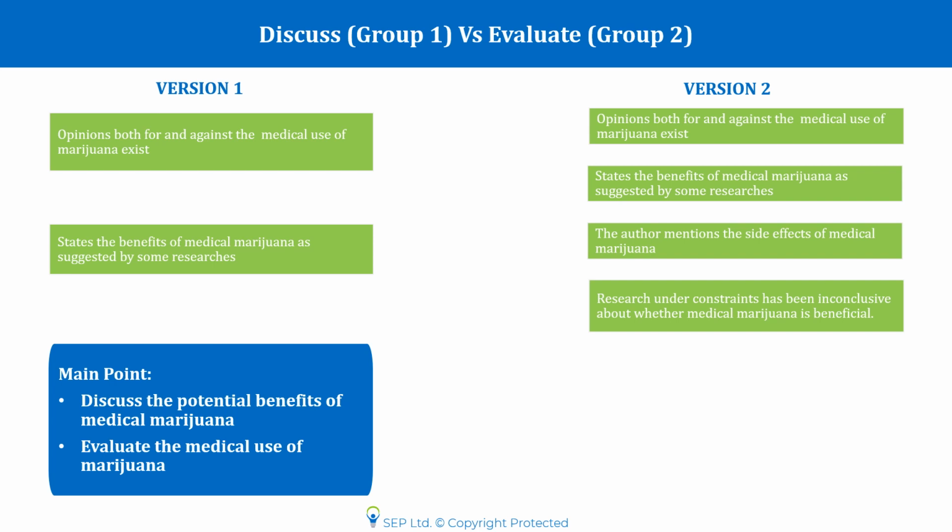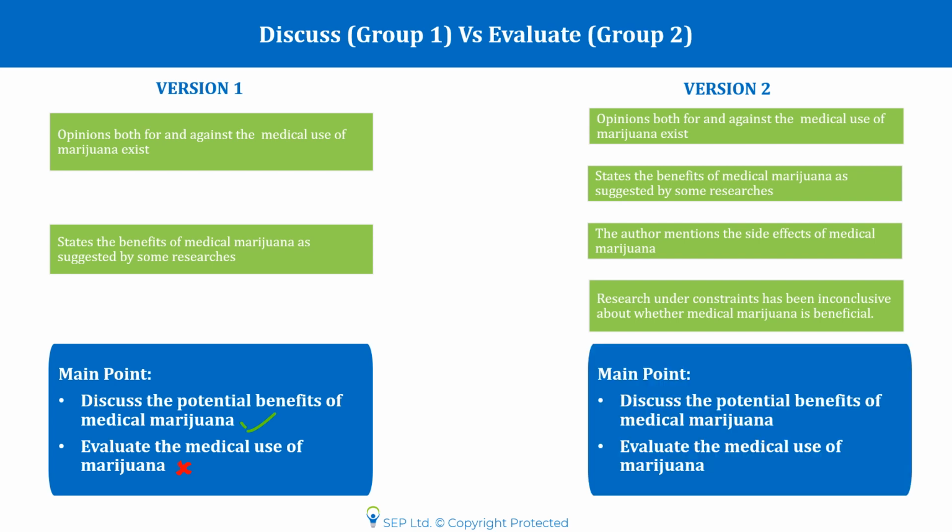In this version of the passage, we do not have any cons of the medical marijuana usage. Neither do we have any conclusion stating the author's opinion about the usage of medical marijuana. Therefore, we know right away that the main point of this version is to discuss the potential benefits of medical marijuana. The main point is not to evaluate the medical use of marijuana because there are no cons discussed and there is no conclusion mentioned here specifically.